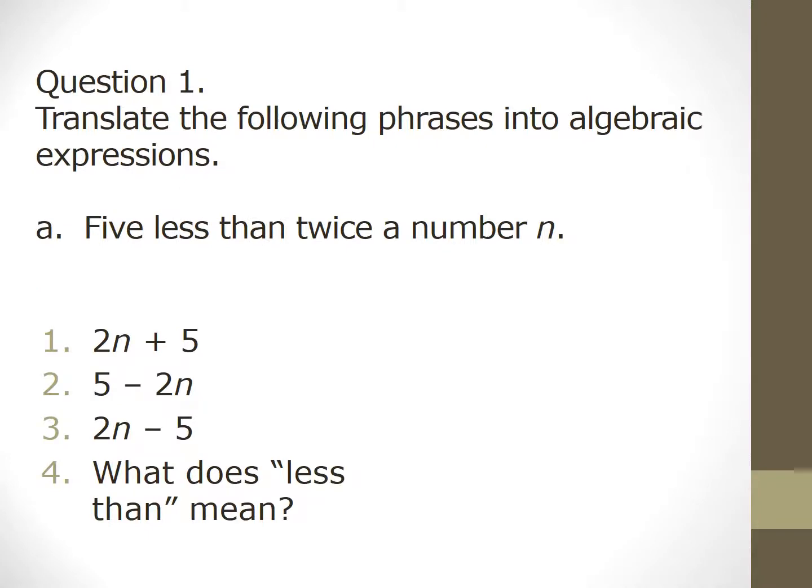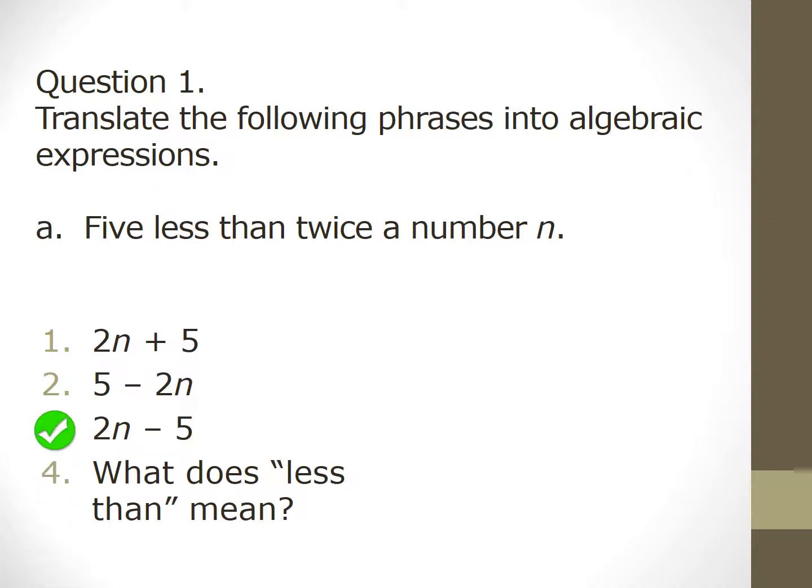So let's go through a few and let you practice. Translate the following phrases into algebraic expressions. Here's our phrase: 5 less than twice a number n. How would we write that using the proper math symbols here, using algebra with variables, operations, numbers? 5 less than twice the number n. So look at the options and see which one you think it is.